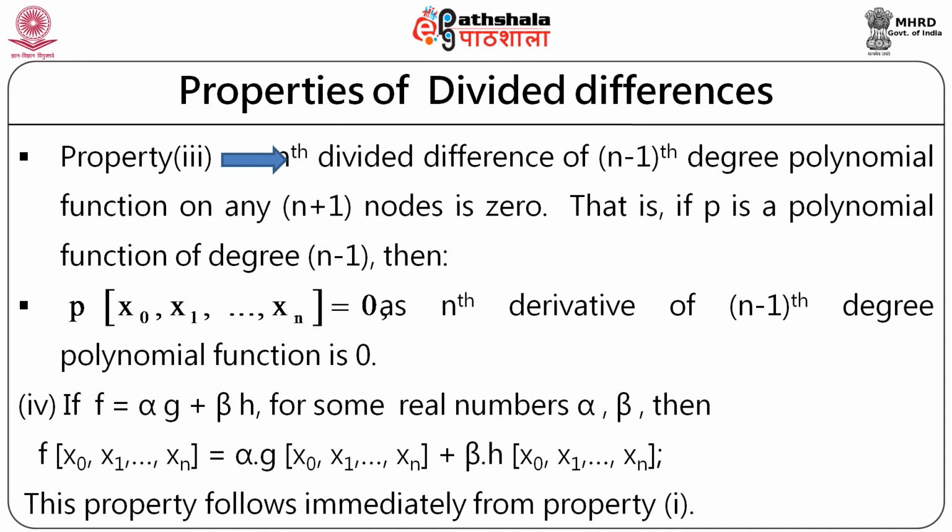If you take a polynomial function a0 x plus a1, then the first derivative will be a0 and the second derivative will be 0. So, the same thing happens with an (n minus 1)th degree polynomial function as well.